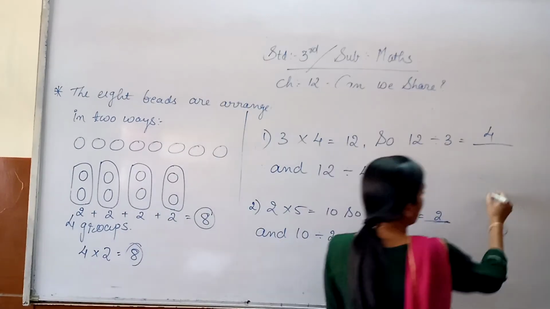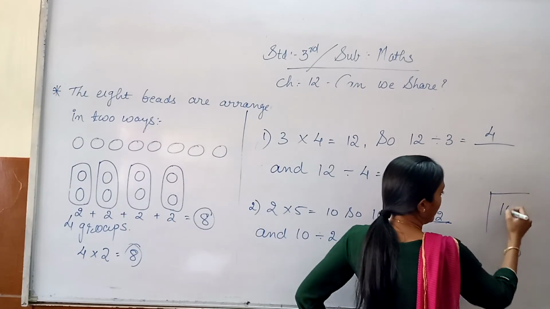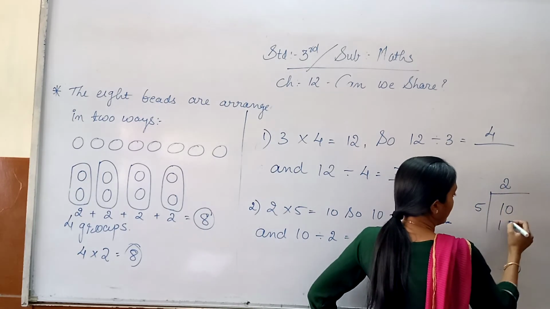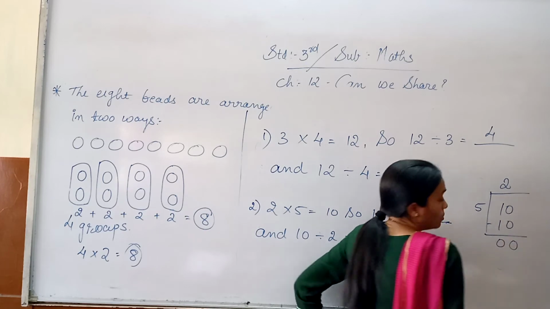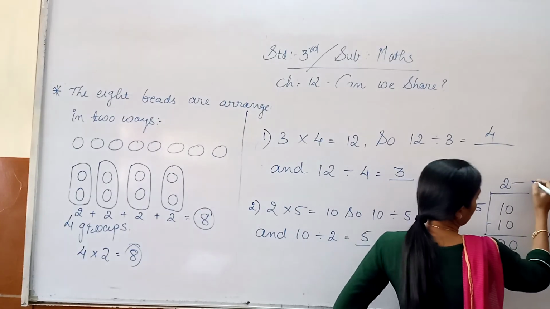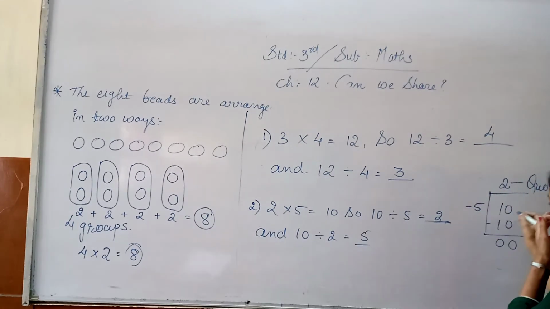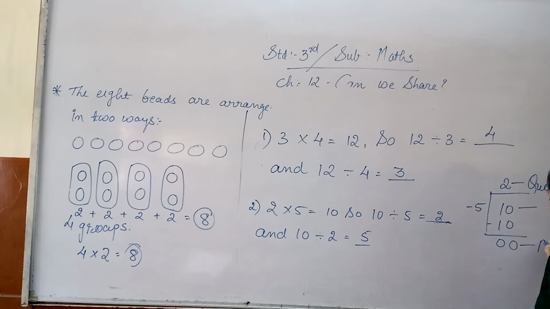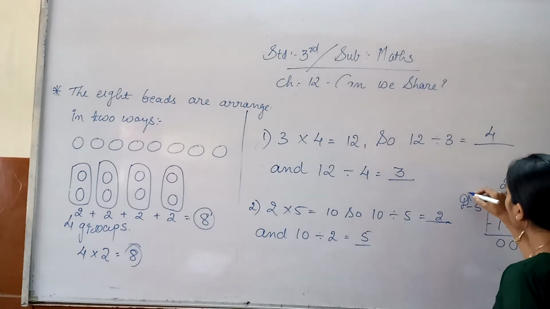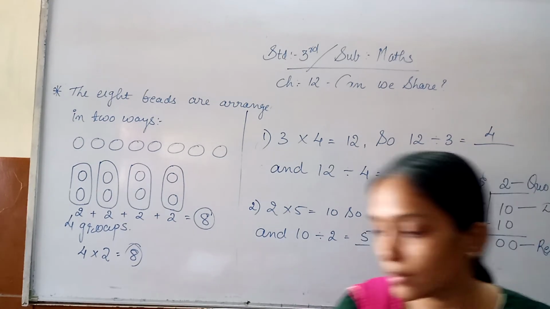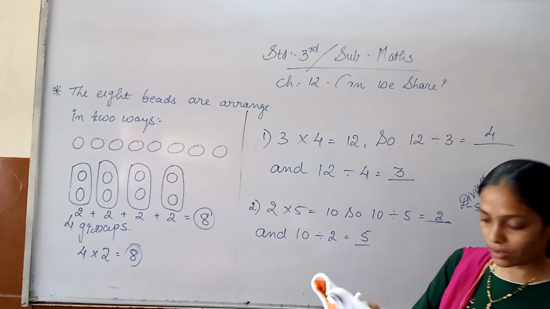See, in the division it is given 10 divided by 5. So 5 2s are 10. 0 0 is subtracted. So what is it? This is the quotient. This is the divisor, and this is the remainder. So this way you have to solve the fill in the blanks which are given over here.